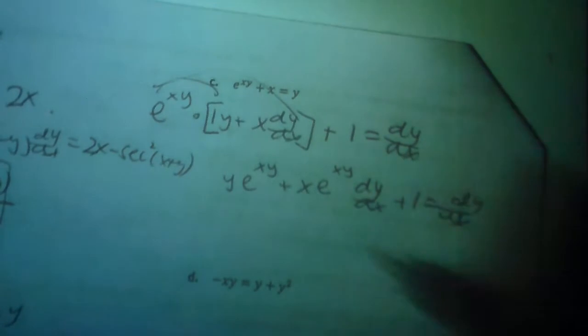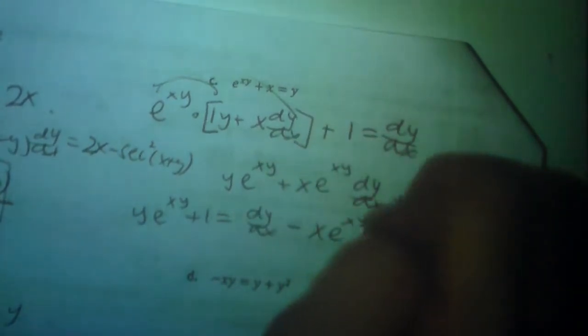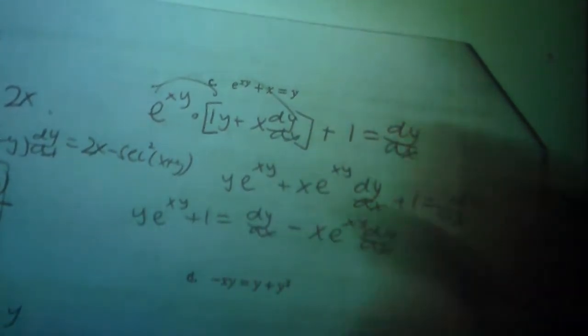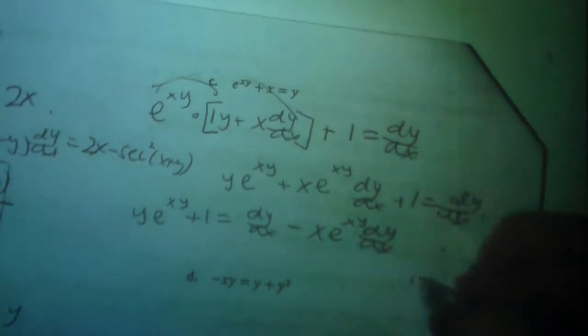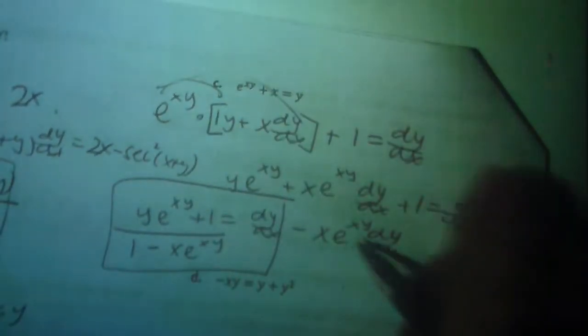Let's move this term over. So we've got y e^(xy) plus 1 equals dy/dx minus x e^(xy) dy/dx. Factor out a dy/dx, you'll be left with 1 minus x e^(xy), and I'm going to divide that over. 1 minus x e^(xy), and that will give me my dy/dx.